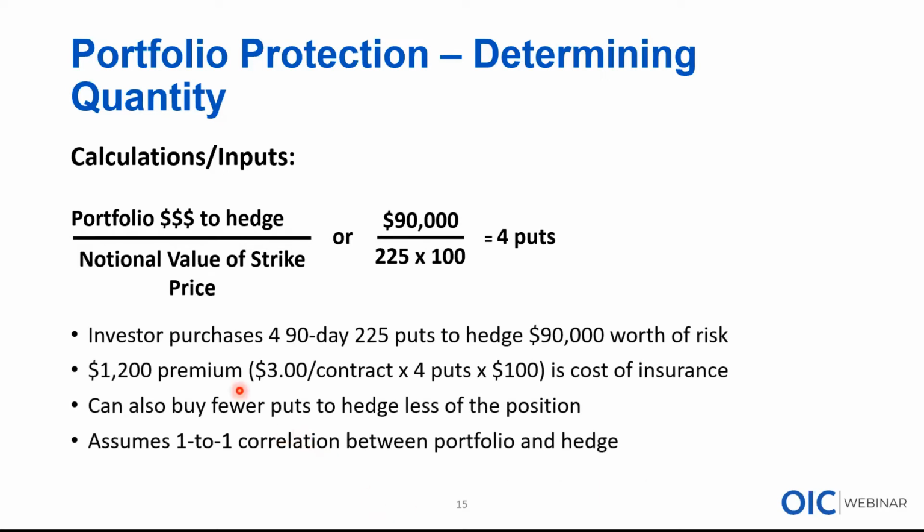Here you can also see this is going to cost $1,200 to buy 4. You can buy fewer if you want, buy 2, buy 3, buy 1, and protect various amounts of your portfolio, completely up to you. And of course, this assumes a 1-to-1 correlation between your portfolio performance and the underlying you chose to hedge. Undoubtedly, there will be some variance between the performance of the two. And that is the tricky part, finding an underlying that's going to perform very closely to your portfolio.